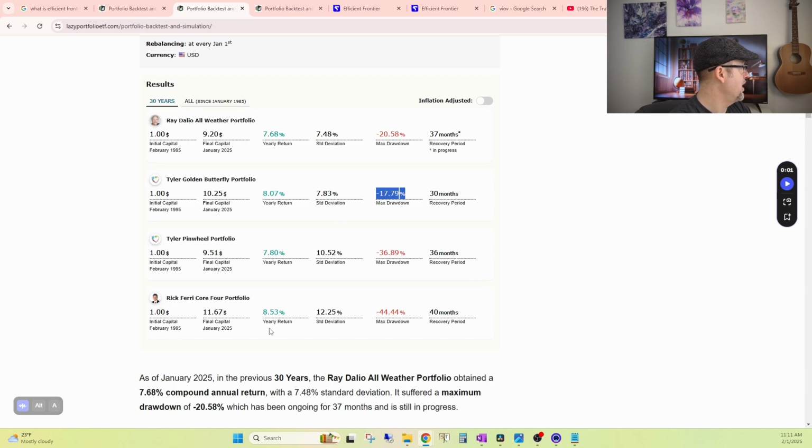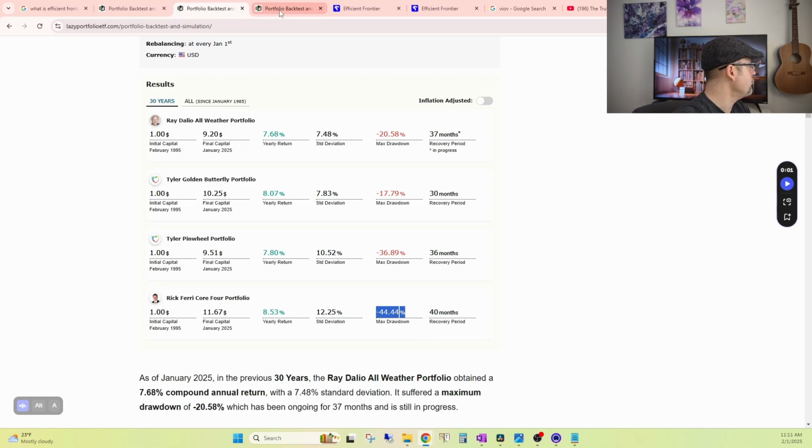So that actually is not the highest one, but if we look at the Rick Ferri Core 4 here, this is our highest amount for yearly return, 8.53, and our maximum drawdown. So not only was this the highest, so it's the riskiest, but it also dropped down to negative 44% in 1 year. It took 40 months to recover back to that, which is pretty risky. Okay, so let's see on the other portfolio that we have, what exactly did that show us?